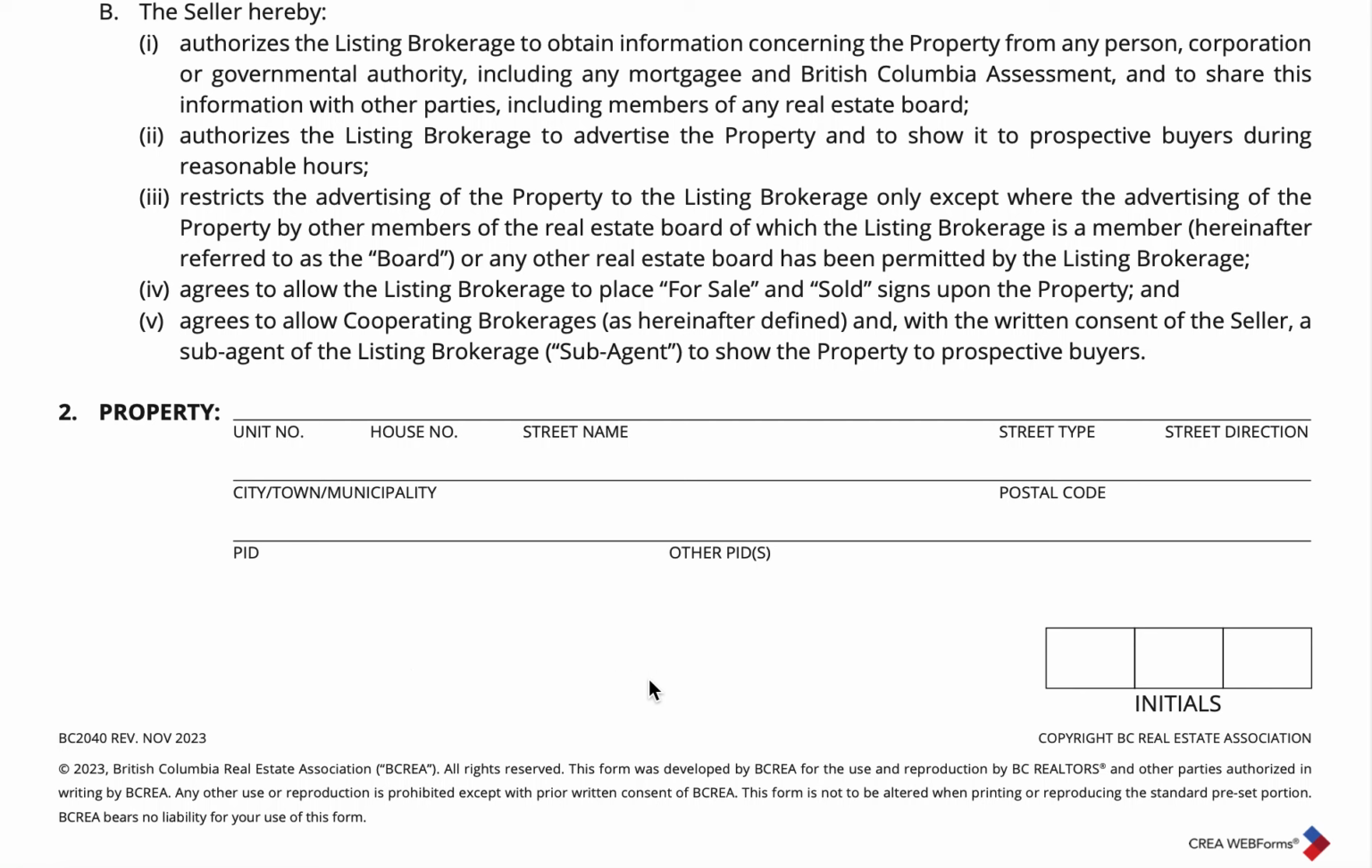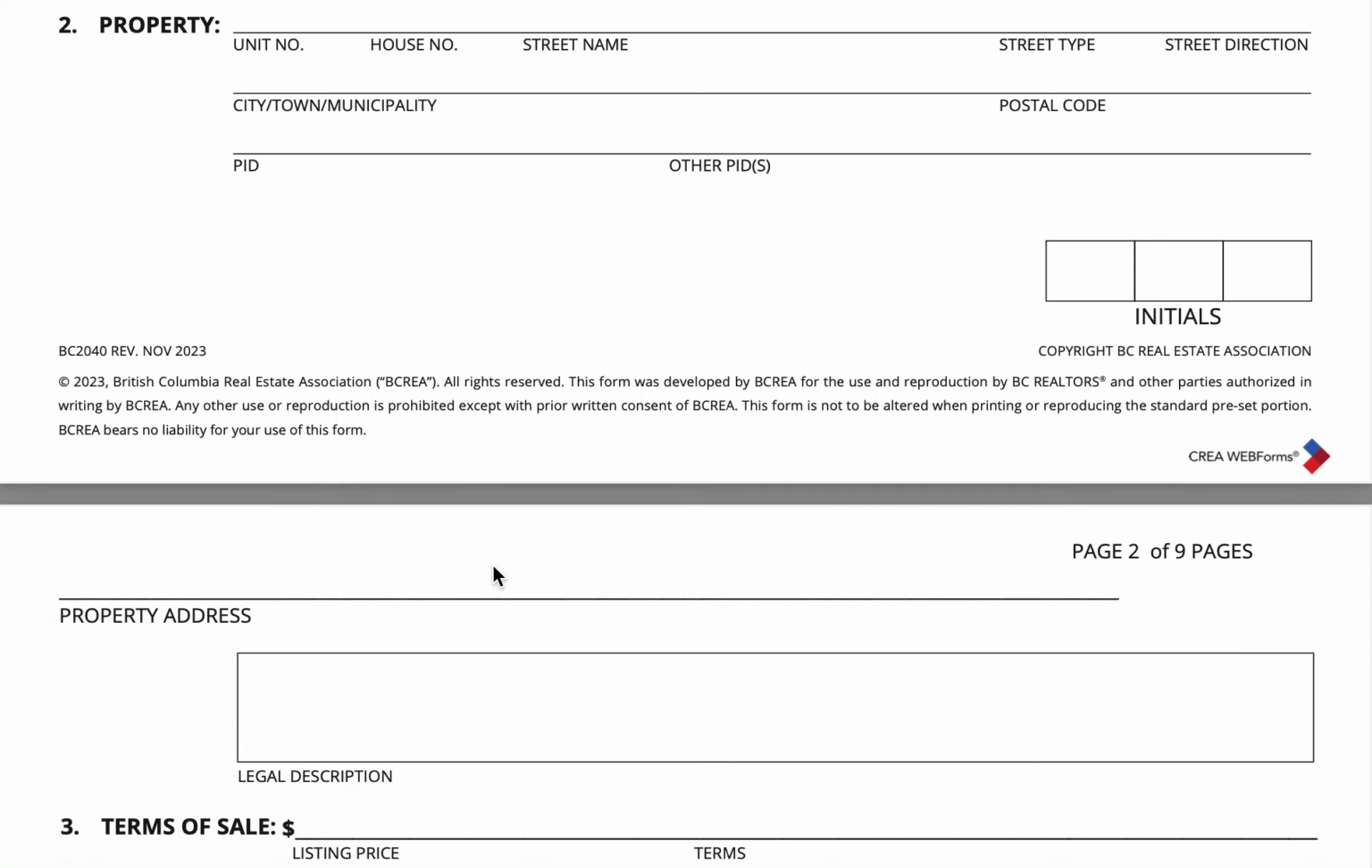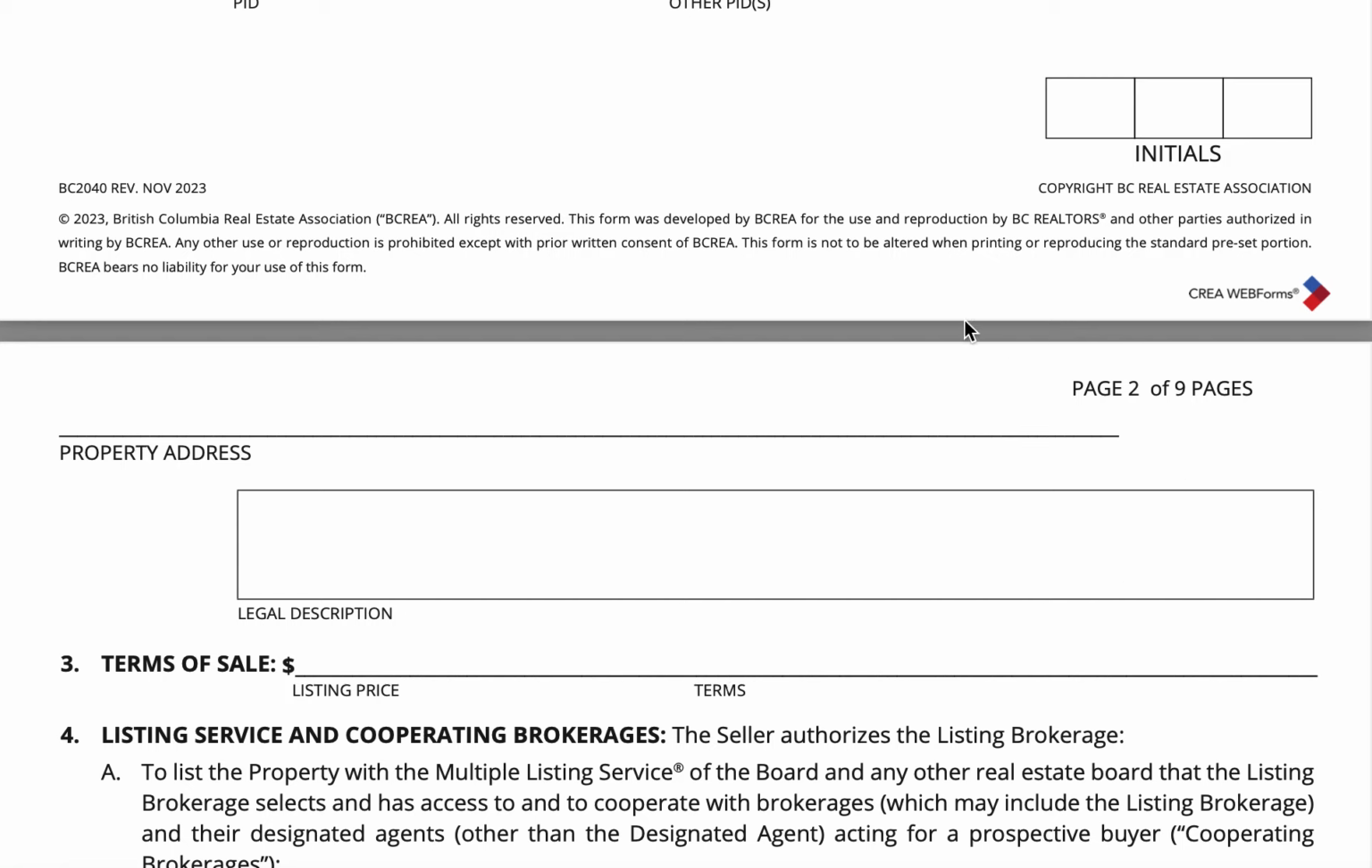This will be all the pertinent property information. So here's your address. There's going to be a property identifier number. That's specific to every property. You'll probably see it on your property taxes. If you've ever looked up on BC Assessment, it's on there as well. It'll be on title. When I pull the title for the property, we'll put the property identifier number in here, and then below we'll put the legal description.